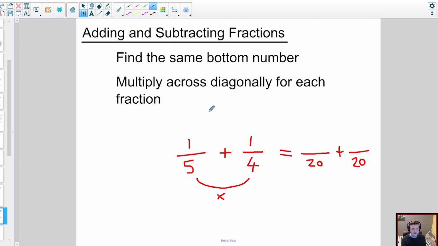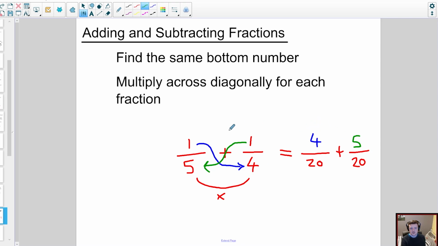Next, with a different colour pen I'll show you, we're going to multiply across diagonally for each fraction. So what I mean by that is we're going to multiply, but we're going to go diagonally. So going across and down like this, that's diagonal. So 1 times 4 is 4. Okay, I start on the top and I work my way diagonally the other way. So 1 times 4 is 4. Use my green pen. 1 times 5 is 5.